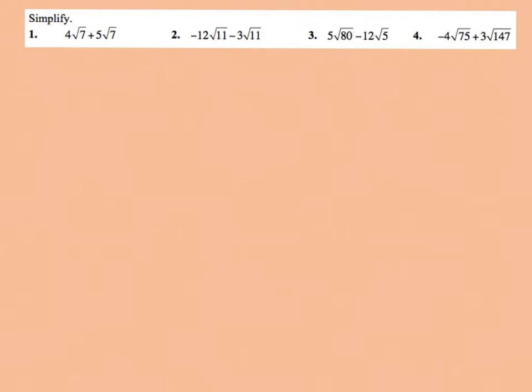In example 1, we have 4 root 7 plus 5 root 7. Here, both terms have square root 7 as the surd, and we can apply factoring to help us simplify the sum. So I can add 4 and 5 and multiply that by square root of 7. So now you end up with a simplified expression of 9 root 7.